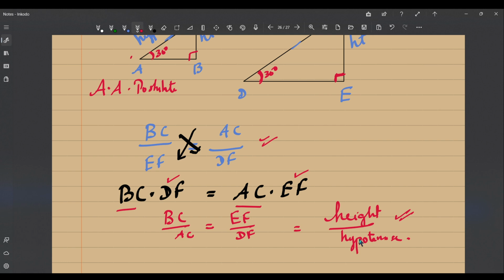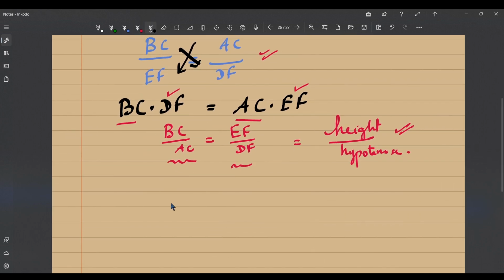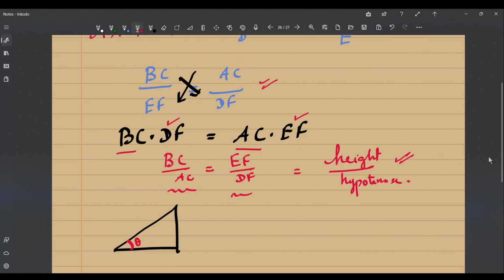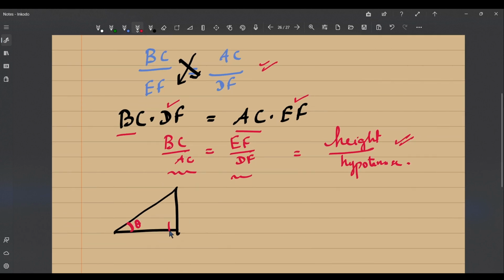And in order to name the ratios, we cannot keep writing it as BC, AC, EF, DF, etc., because we are going to deal with a number of triangles. So for that matter, let us just rename or look at the sides of the right angle triangle with respect to the angle concerned, that is theta. Now I am generalizing, and we have taken it as 30 degrees. Now let's generalize it to theta. So this is the right angle and this is angle theta.